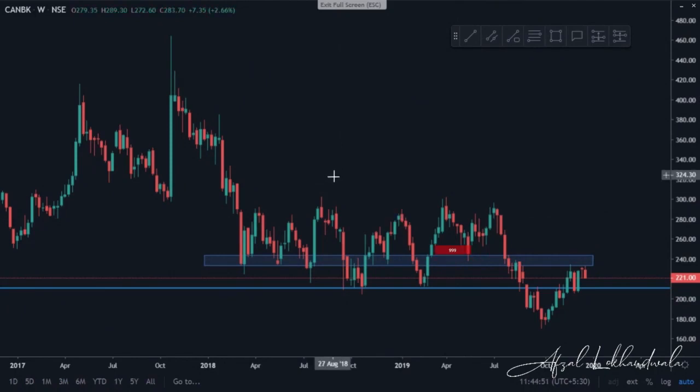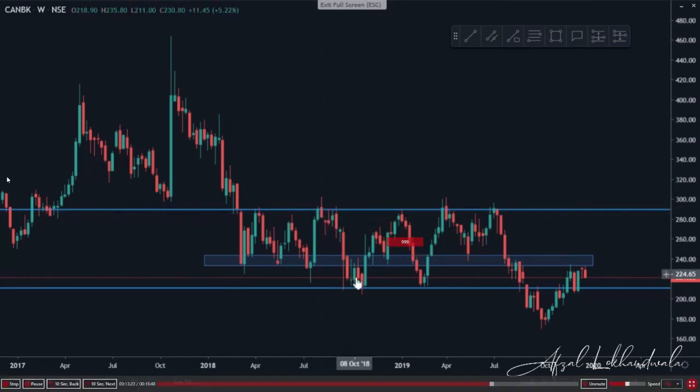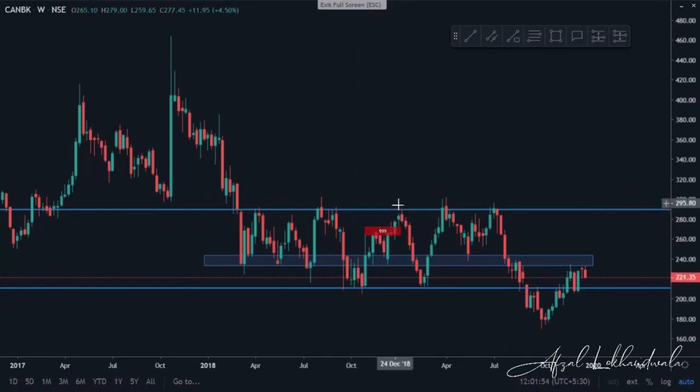Now let us identify resistances. Can you spot some areas on the chart above which the price is struggling to go? Yes, so clearly there is this area. We draw a horizontal line, Alt H. The price is struggling to go above this area. Whenever the price is reaching this area, the buyers are losing their power and the sellers are coming in with huge supply and the price keeps falling down from this area.